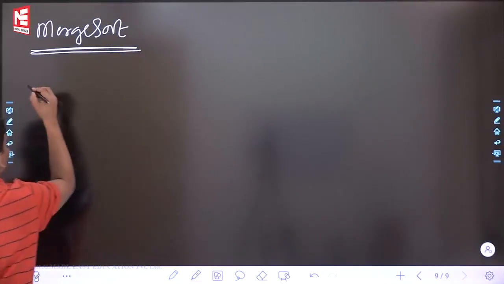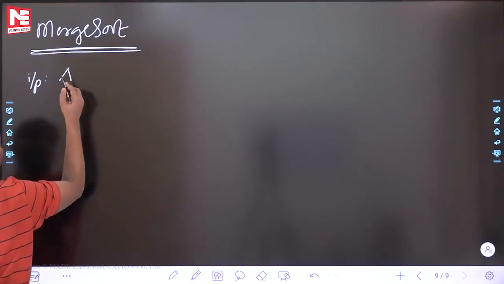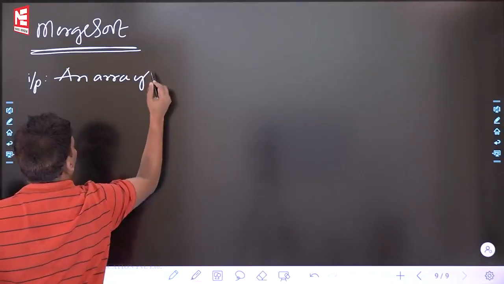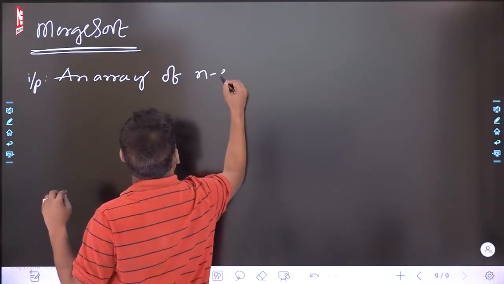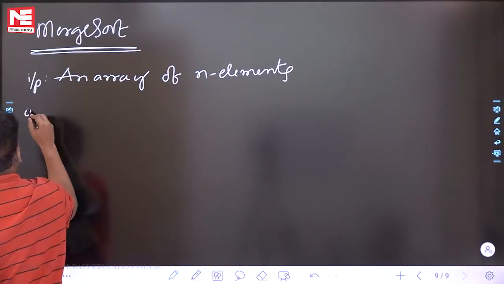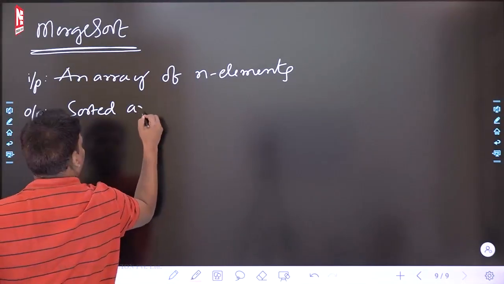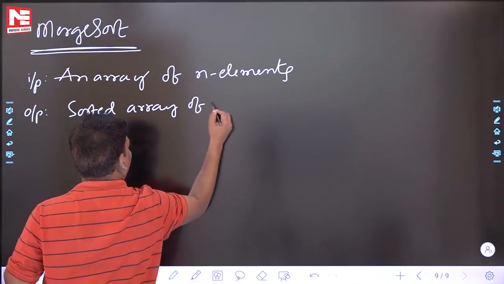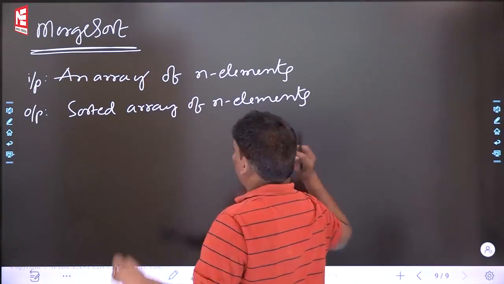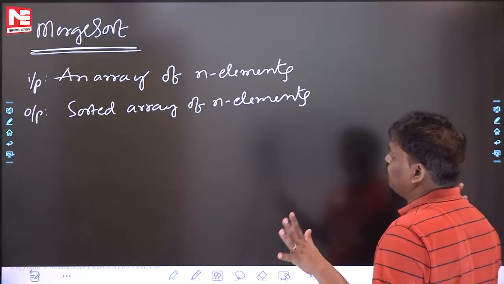Can you help me now? To this merge sort, what is the input? The merge sort algorithm is a sorting algorithm. What is the input? An array of n elements. That is the input. Can you say what is the output? A sorted array of n elements. Input is an array of n elements, output is a sorted array of n elements. That is the input and output.